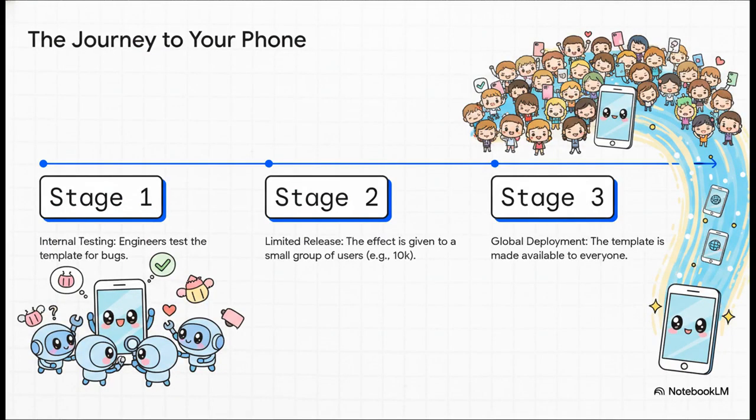But an effect doesn't just appear for everyone overnight. It follows this really careful rollout process. It starts with internal testing by engineers to hunt for bugs. Then it's released to a small group of users, maybe 10,000 or so, to get feedback and check for issues. Only after it's proven to be stable and popular does it get a global deployment for everyone to use.